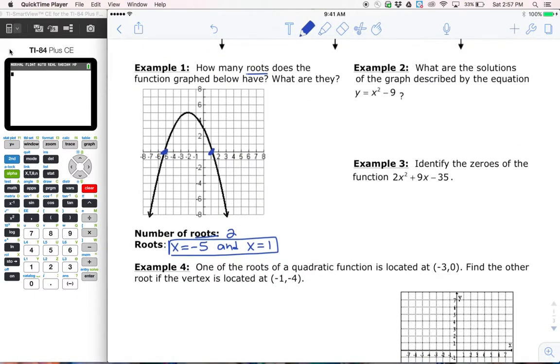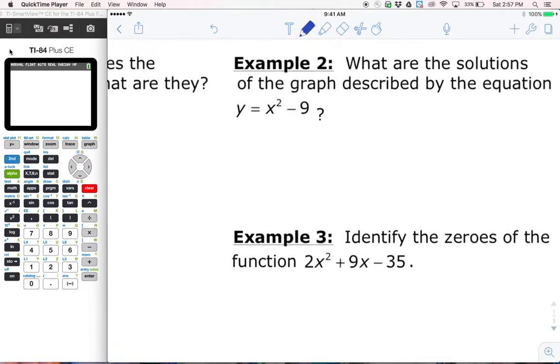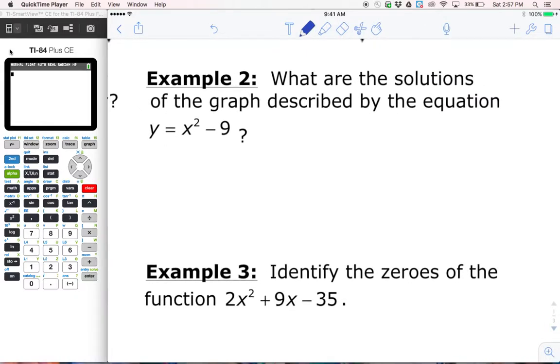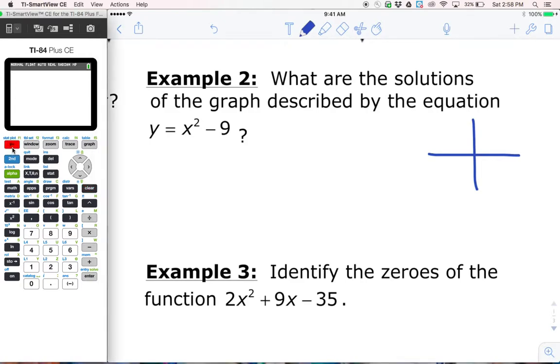Example 2. What are the solutions of the graph described by the equation y equals x squared minus 9? Now you don't know how to find these examples in any way except to see the graph. And all I want you to do right now is just to get a picture of the graph. So where could we get a picture of a graph? Hopefully your brain just said, use your calculator, please. So we're going to type in x squared minus 9, and I'm going to look at my graph.